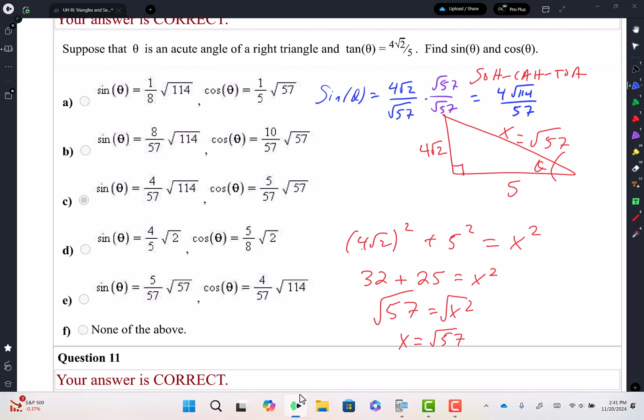Okay, now we need cosine. I'll do it in black. Cosine theta equals adjacent, 5, over hypotenuse, square root of 57. Do you guys agree? Rationalize it. Multiply by square root of 57 over square root of 57, and you get 5 square root of 57 over 57. And there it is.